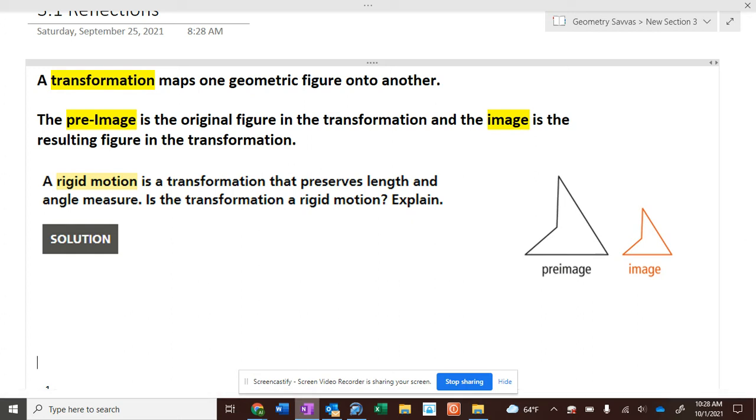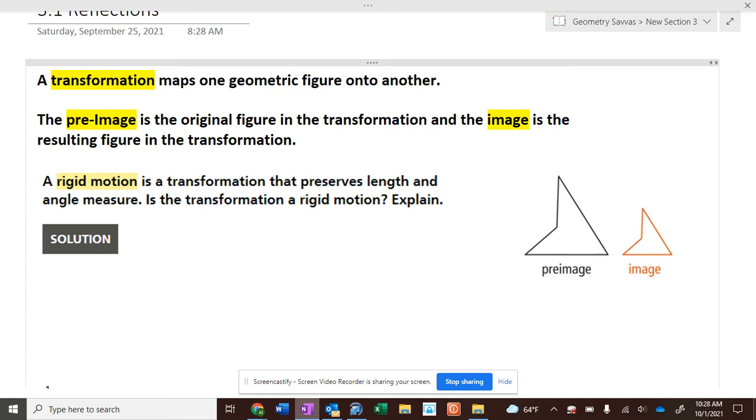A transformation. That's what we're doing all chapter. This chapter is transformations. So we're going to map one figure onto another. The original figure is called a pre-image. The image is what you get after you do the transformation.